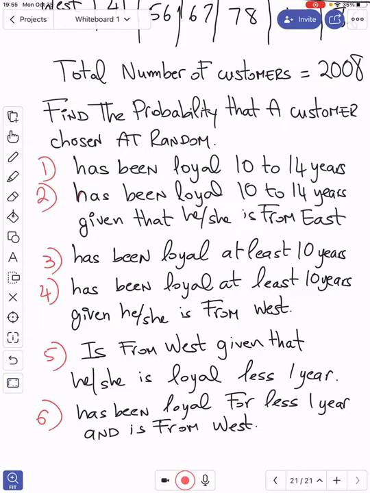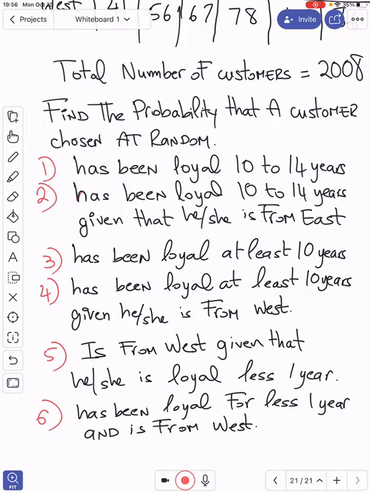Professor, yes. I need help with 5 and 6. How are they different? The 5 and 6 is from the West, given that he or she's loyal for less than 1 year. So you know that the customer, he or she is loyal for less than 1 year. That's your sample. Yeah, but okay. How is it different from number 6?